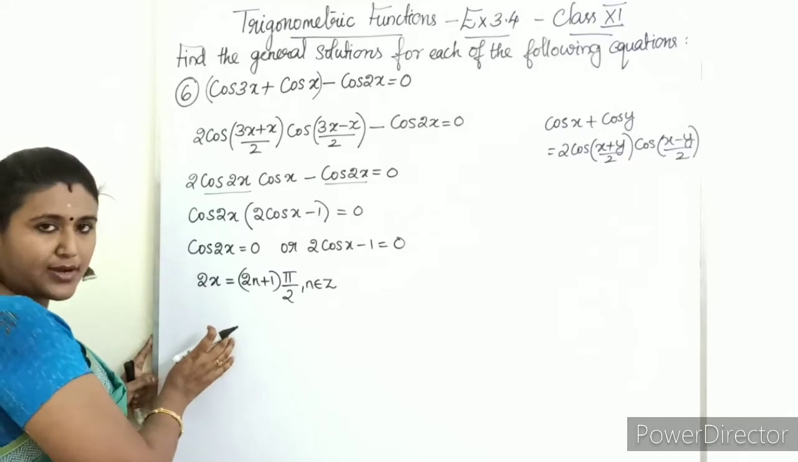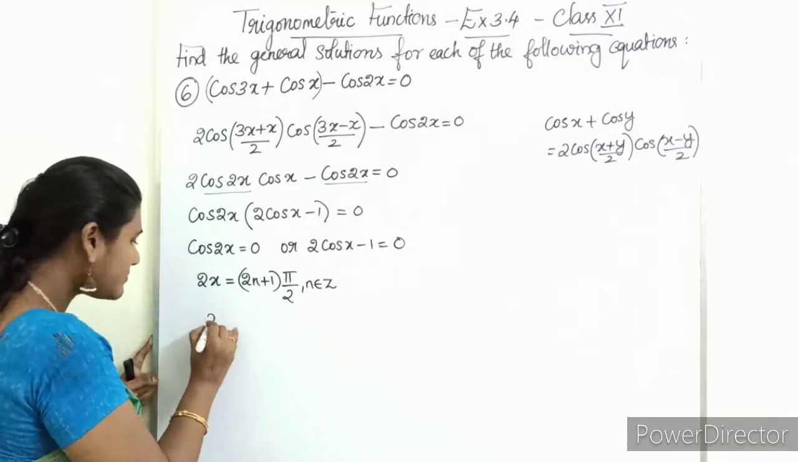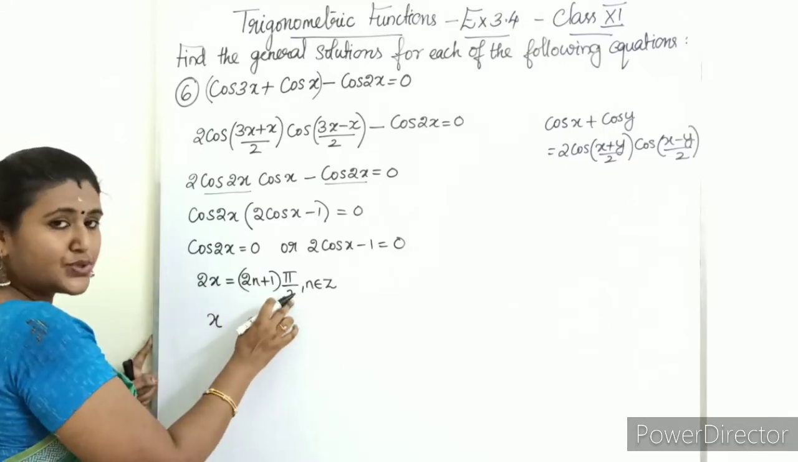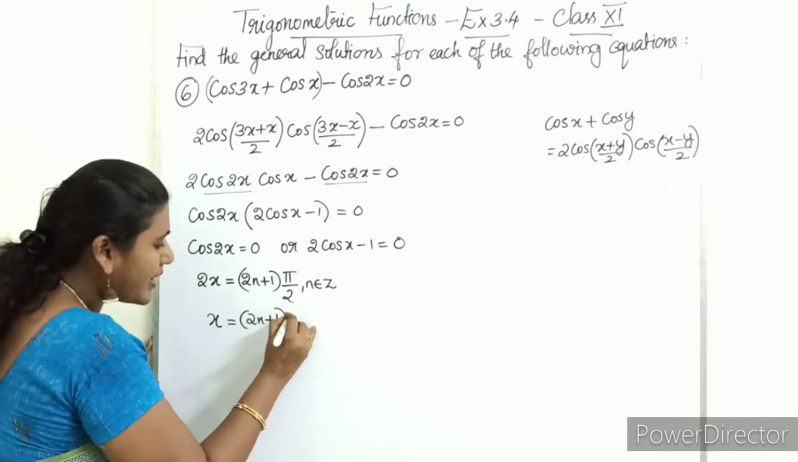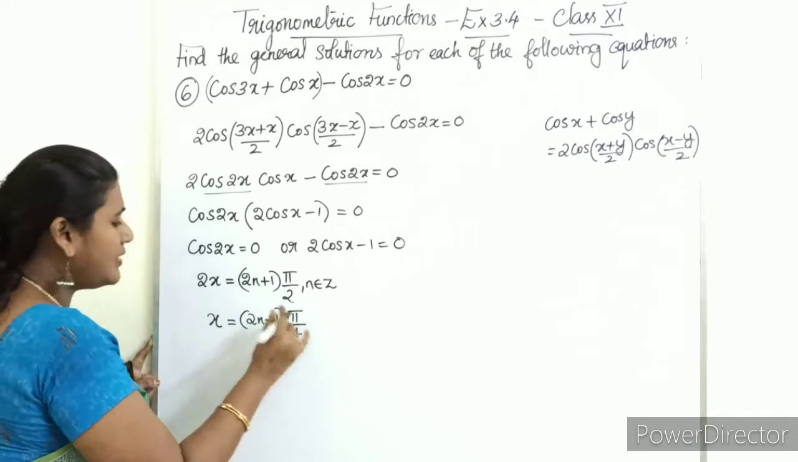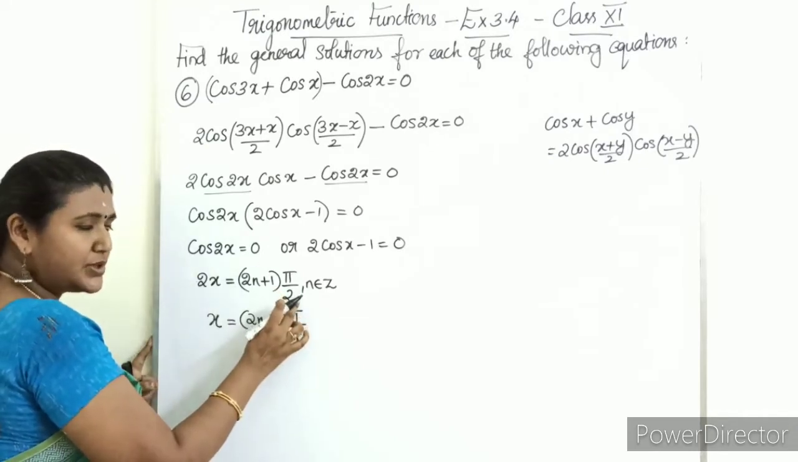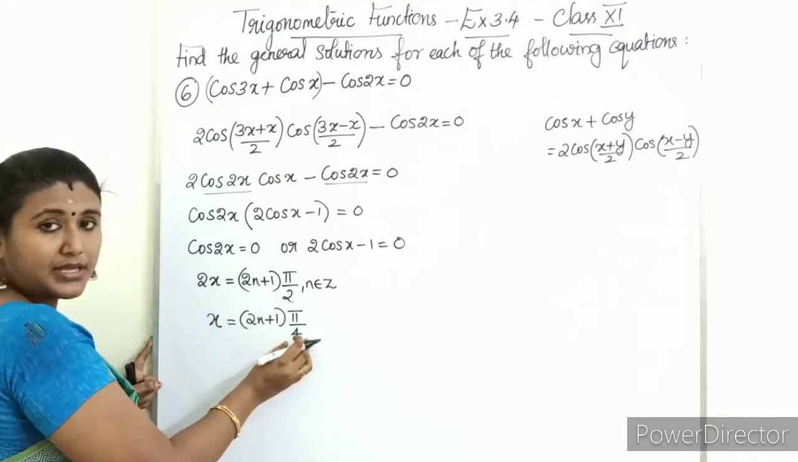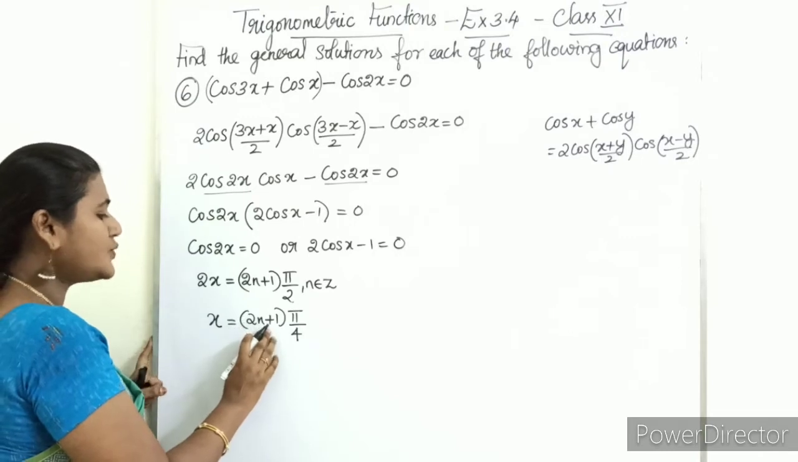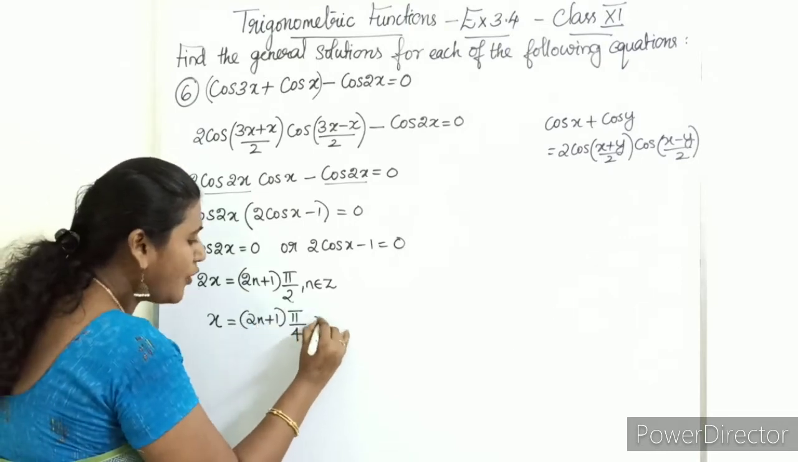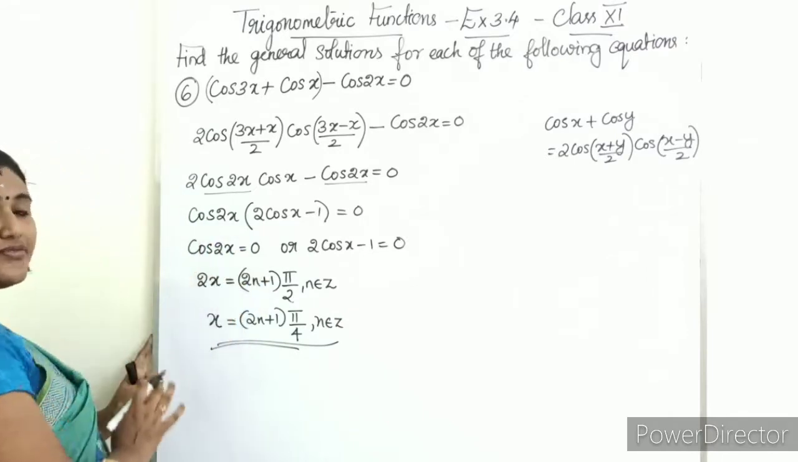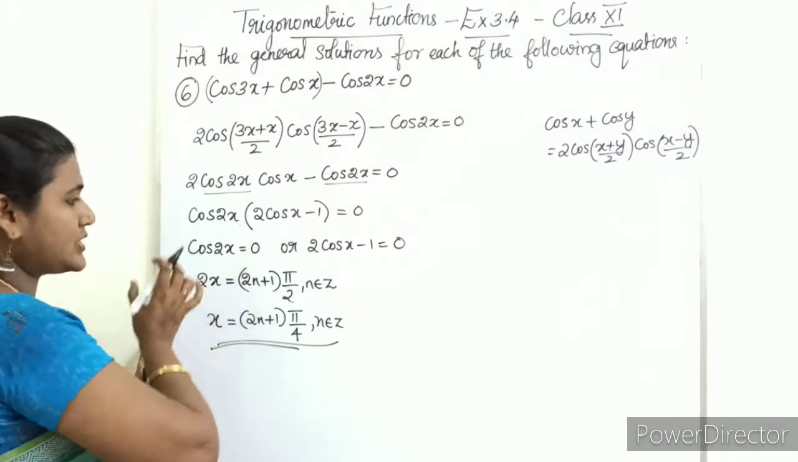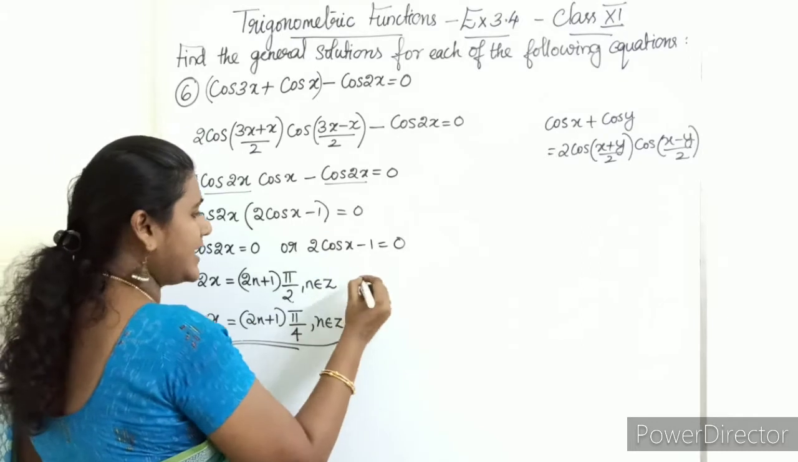From this we will find the value of x. We will take this 2 to the other side. So x is equal to (2n plus 1) into pi by 4. When we take this 2 to the right side, it comes in the denominator. So x is (2n plus 1) pi by 4, where n belongs to Z. This is the solution for the first equation. Now we will consider the second equation.